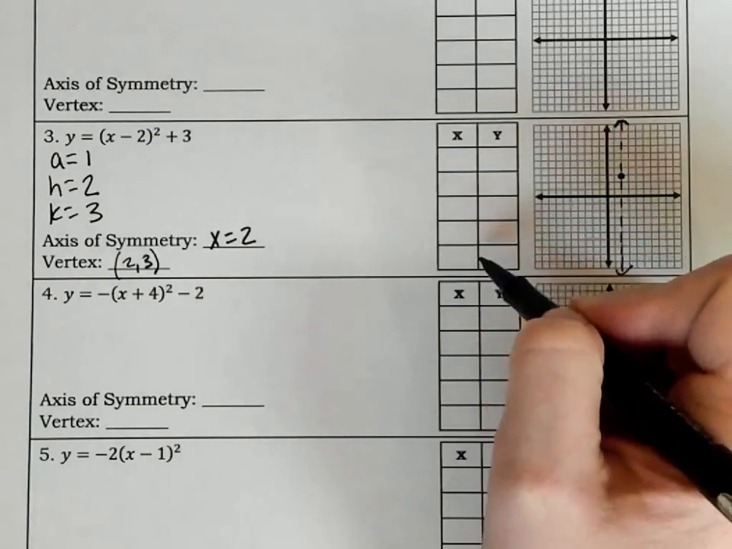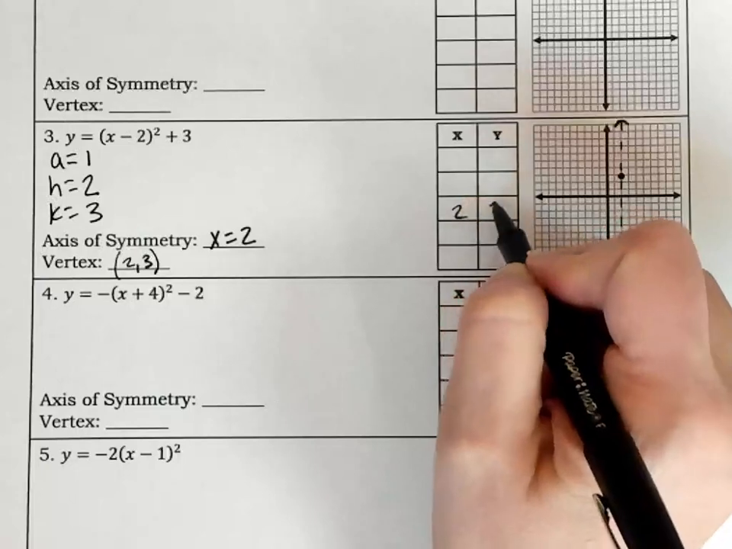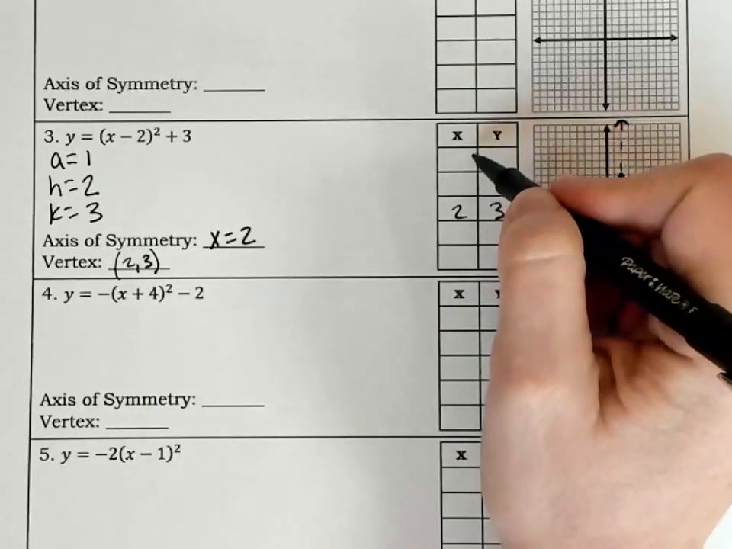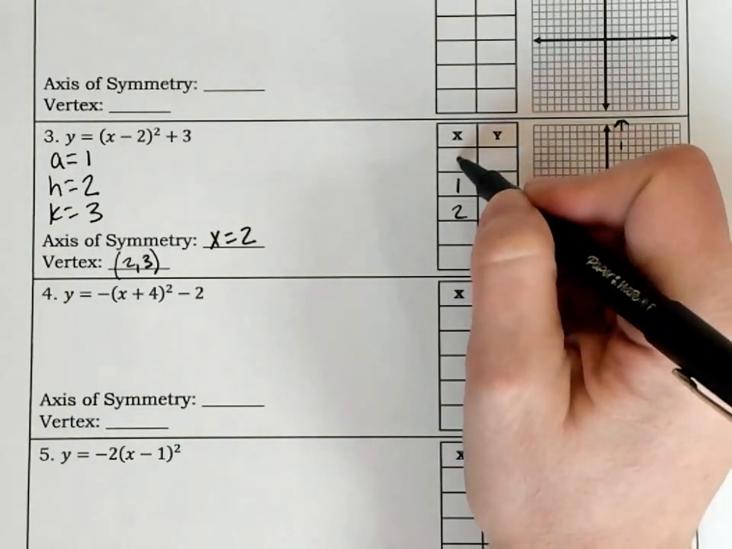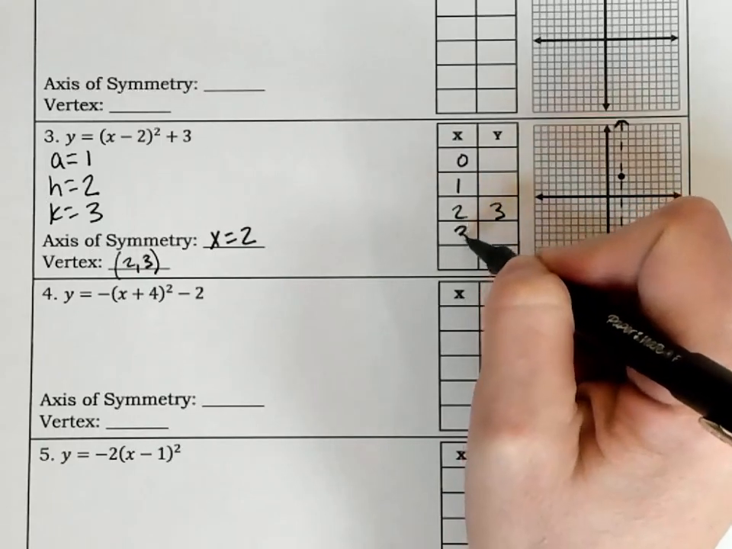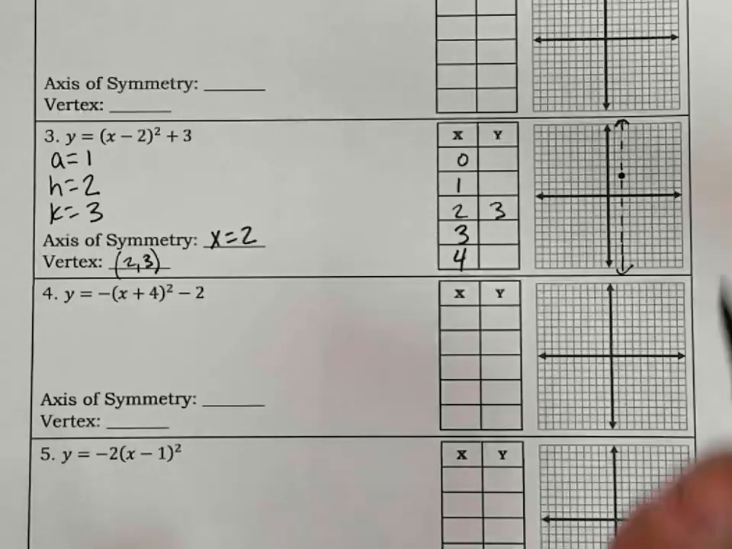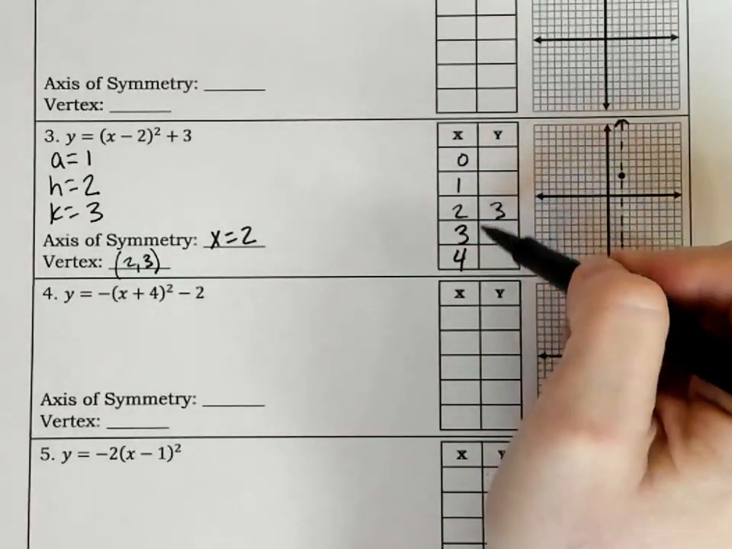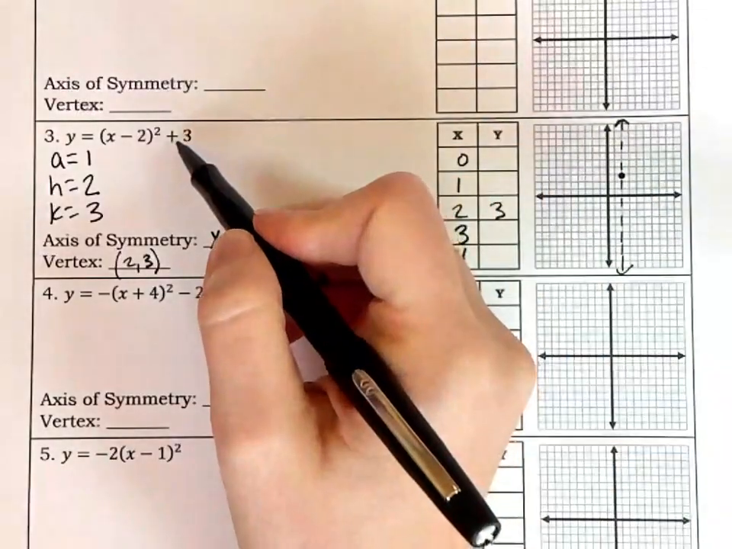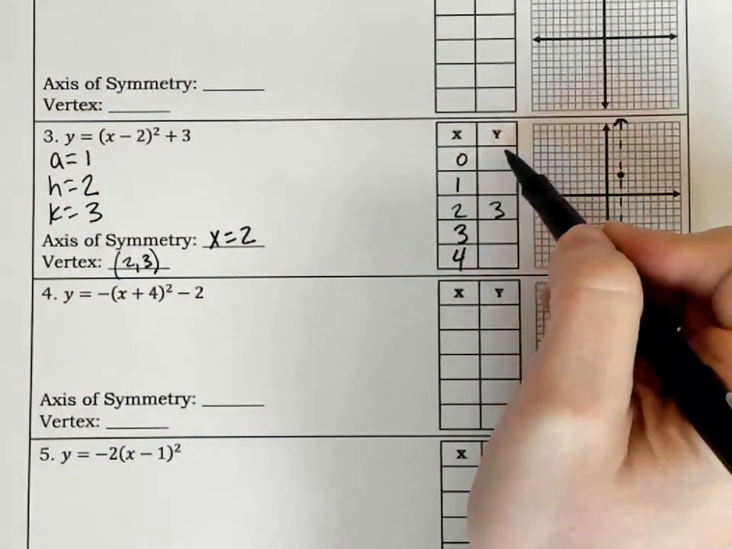So here I have an XY table. I'm going to put my vertex here in the middle, and I'm going to go 2 numbers below that, so 1 and 0, and 2 numbers above that, so 3 and 4. There's a couple of ways to do this. The first thing we could do is go through each of these x values, plug them into the equation, solve, and write down the y value.